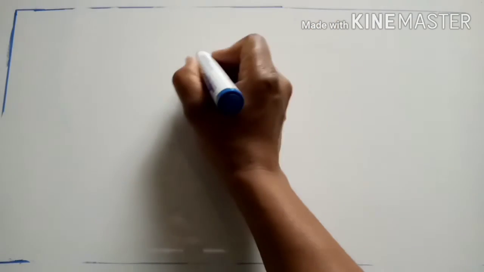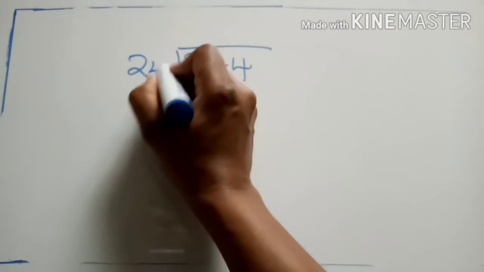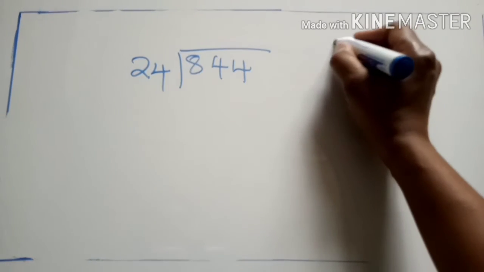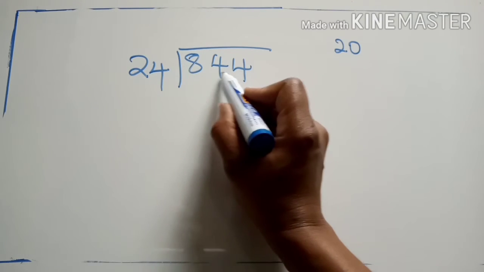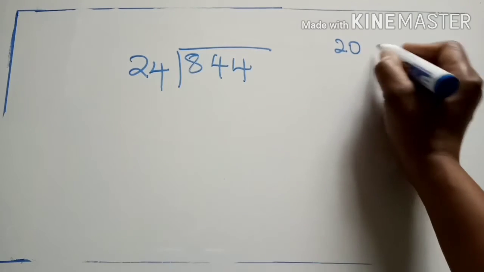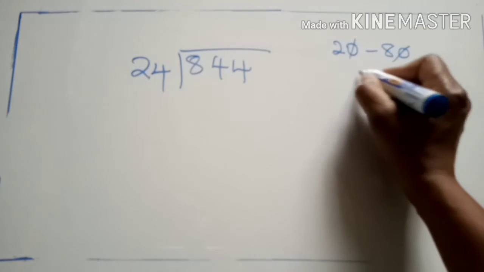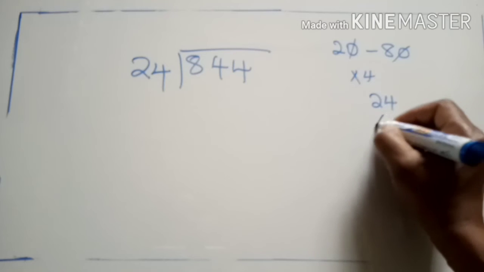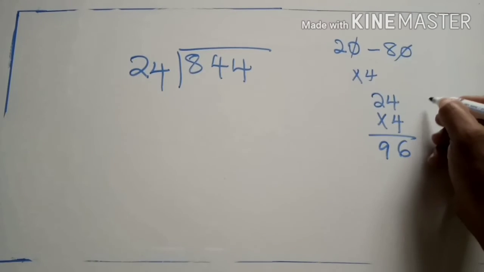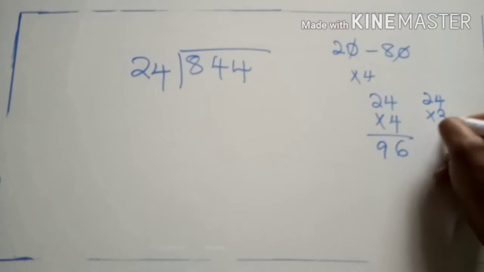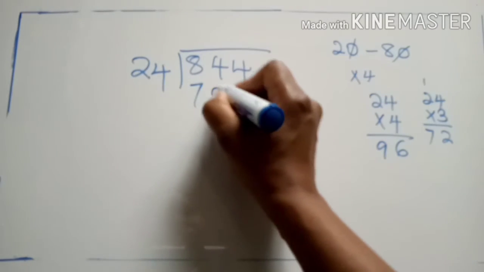Okay, let's do the last one. 844 divided by 24. We want to round this off to 20s, to tens, so that we have 20. And then we can use this to round this to 80. So how many 2's will go into 8? These are 4. So we'll multiply by 4. 24 times 4, 16, 8, 9. That is a bit high. So we'll say 24 times 3, 12, 6, 7, 72 because of 3.